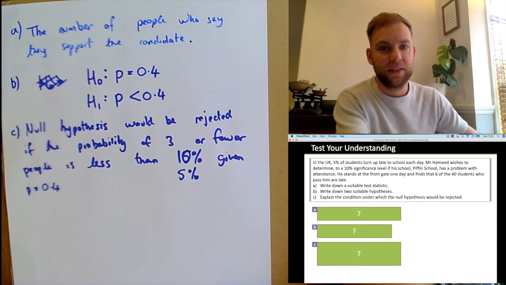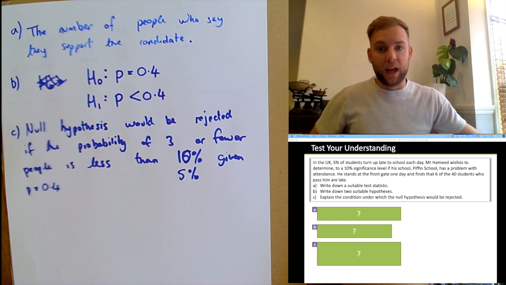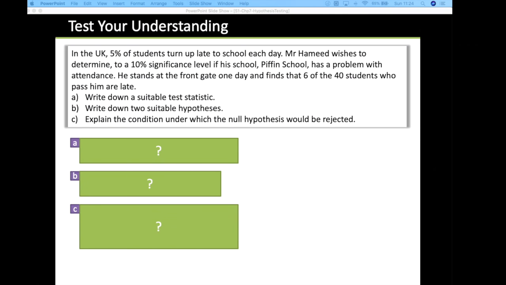So let's have a look at this next question here then. In the UK, 5% of students turn up late to school each day. Mr. Hamid wishes to determine to a 10% significance level if his school, Piffin School, has a problem with attendance. He stands at the gate and finds 6 of 40 students passing are late. Write down a suitable test statistic. Write down 2 suitable hypotheses and explain the condition in which the null hypothesis would be rejected.